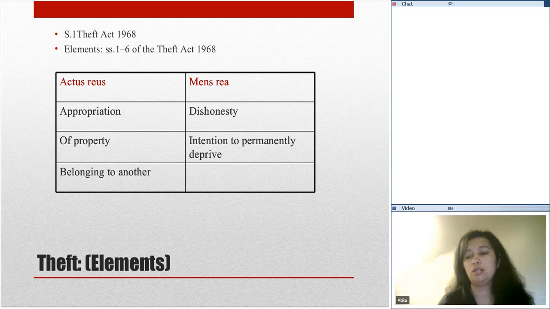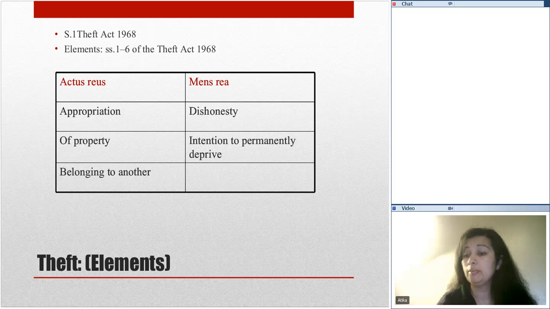So anyway, when a person appropriates dishonestly with the intention, which means the bad intention of not giving it back or permanently taking it away or using it to do something else, basically depriving the owner of their rightful right to their own property in any way possible, with certain exceptions, that is theft.